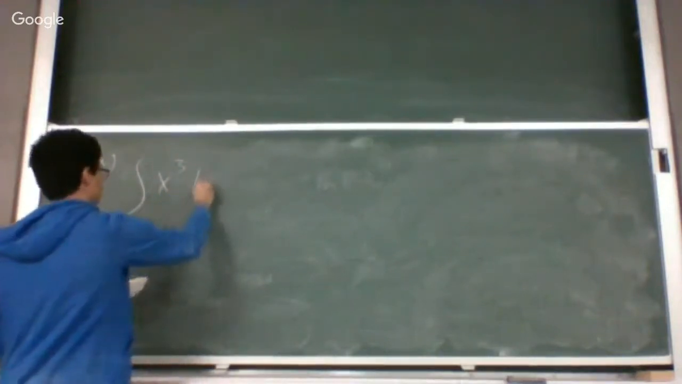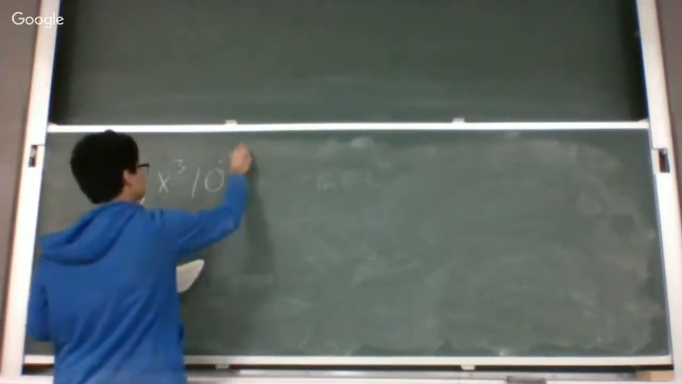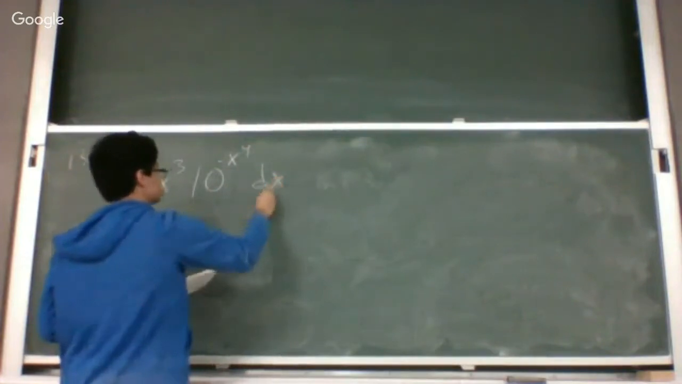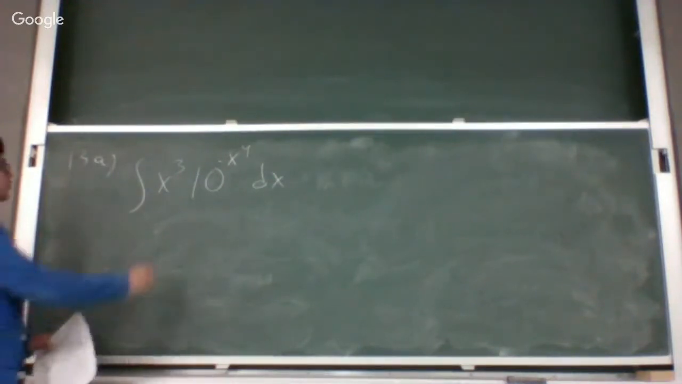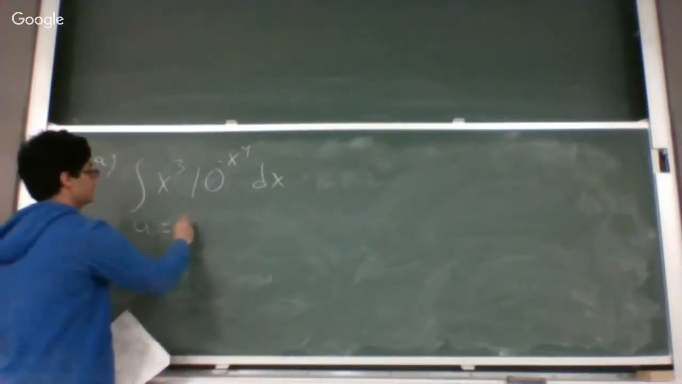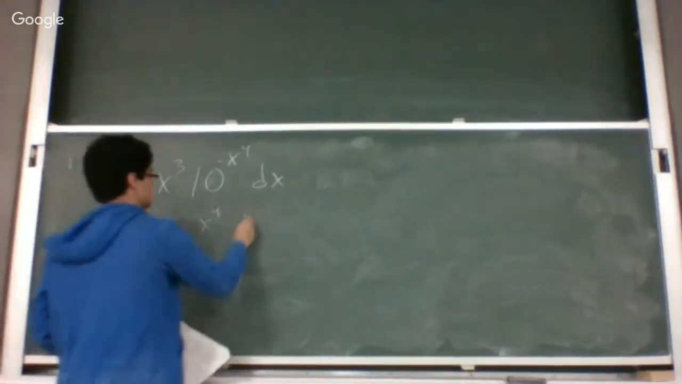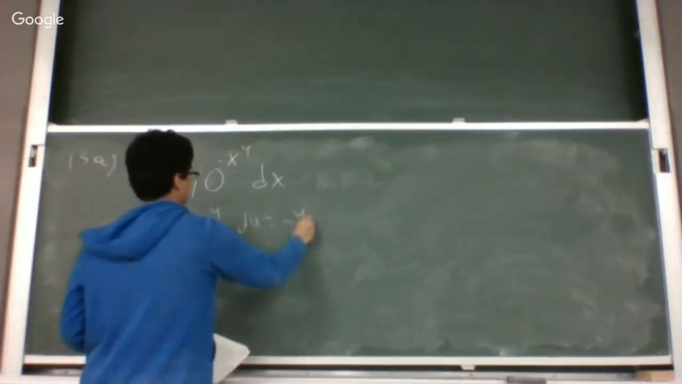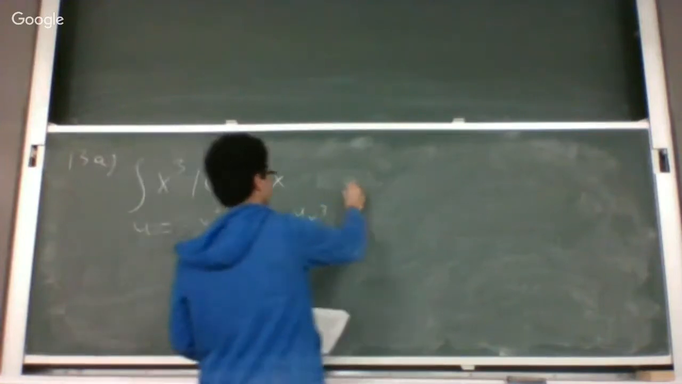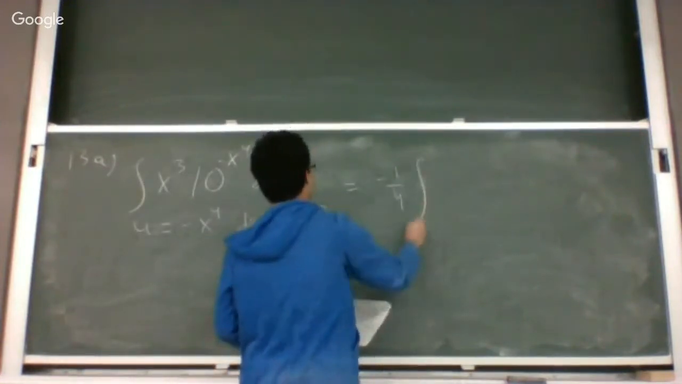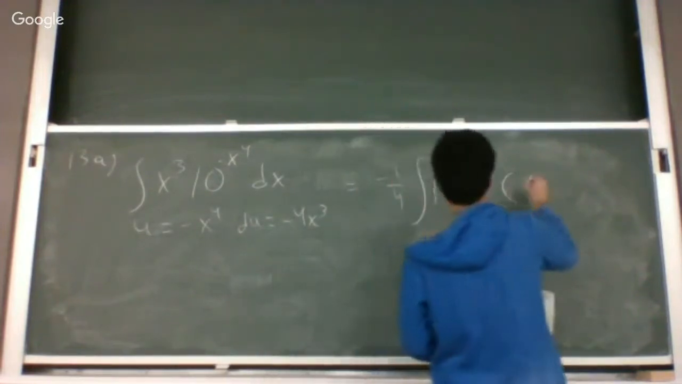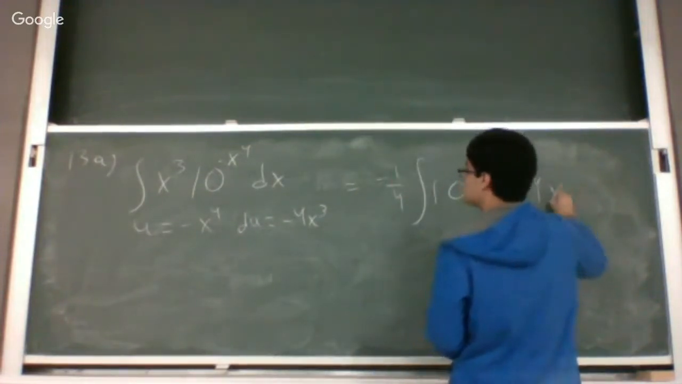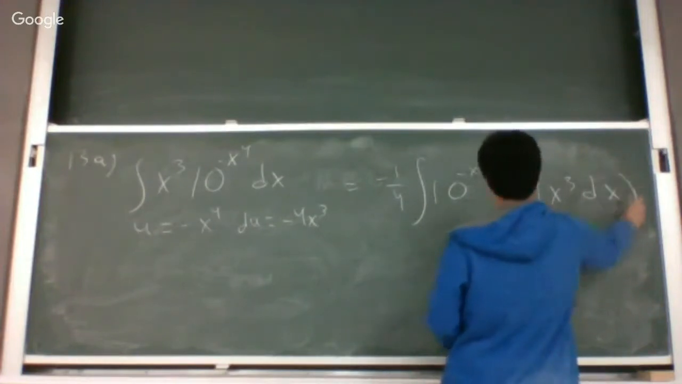Next, the integral of x cubed times 10 to the minus x to the fourth dx. What's the first step? u is equal to negative x to the fourth. du is equal to negative 4x cubed. So this is equal to negative 1/4 times the integral of 10 to the negative x to the fourth times du, which would be negative 4x cubed dx.